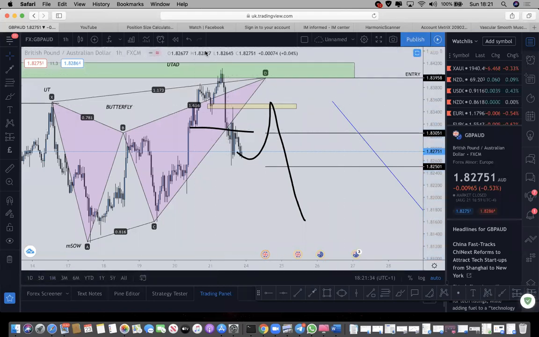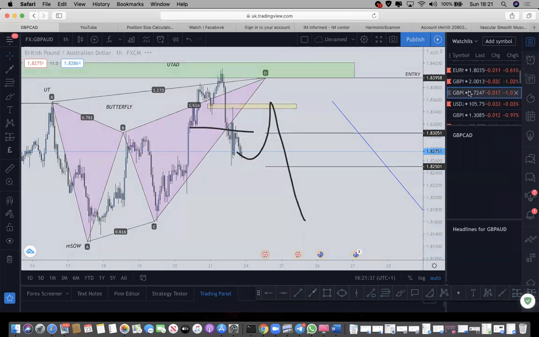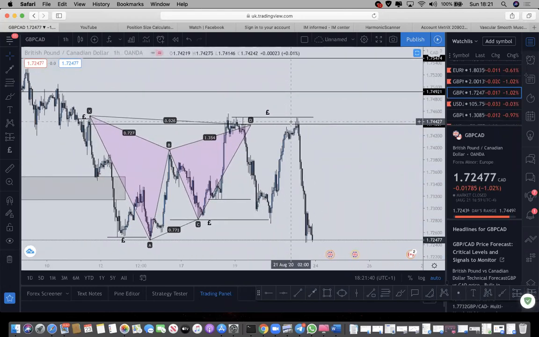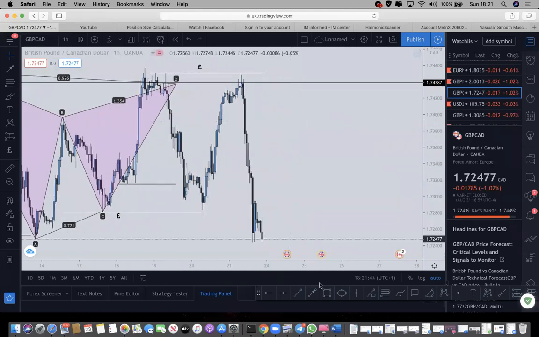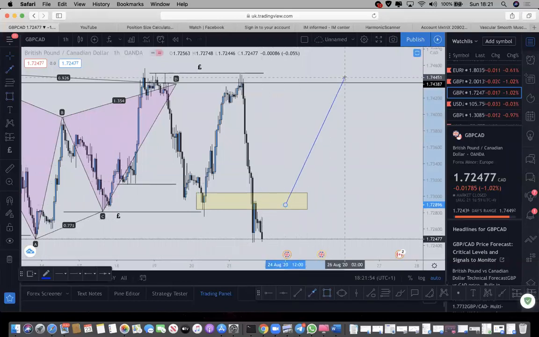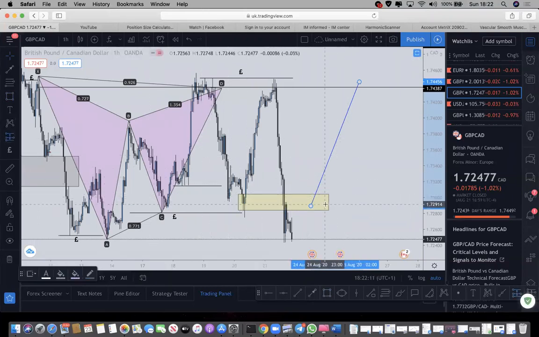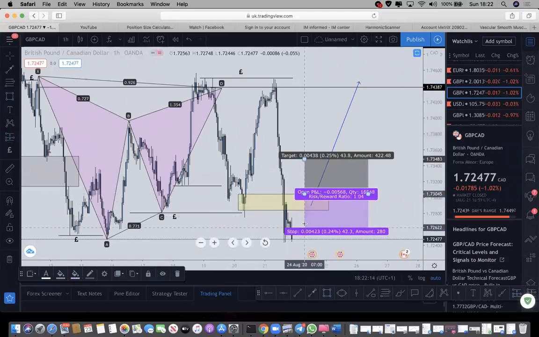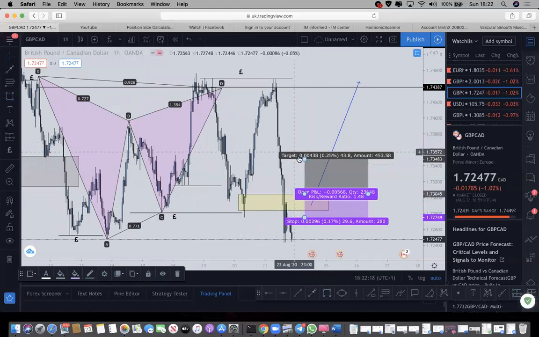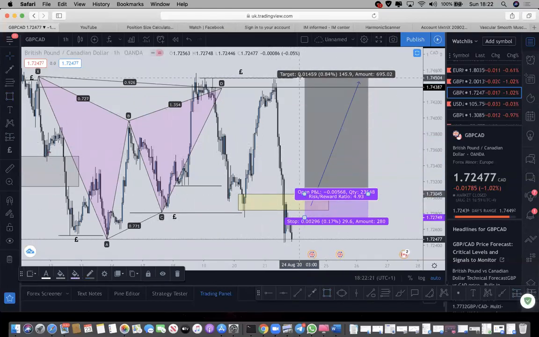GBP CAD. Okay. So GBP CAD, last week on Friday, I was looking in this area for a buy. And guys, this is one of the trades where I lose. I always tell people I don't hide when my trades go wrong. I had a buy setup sitting right here, and price went straight for my stop loss, which was here, and it took me out of the trade. I was targeting these highs right here.